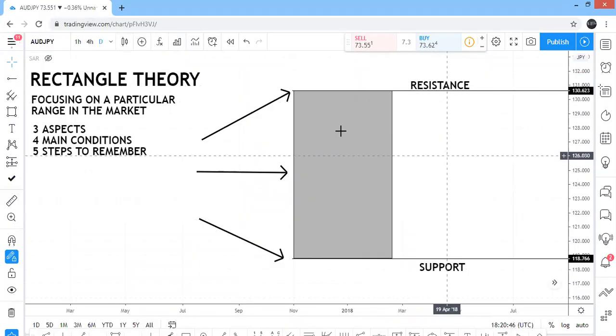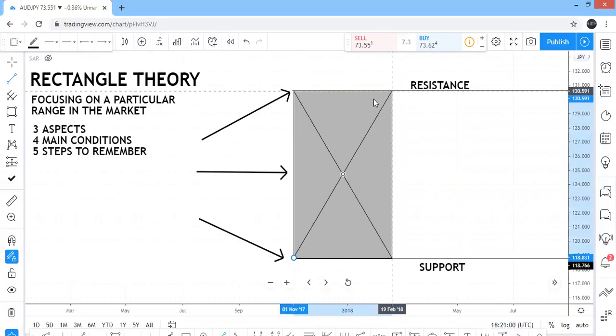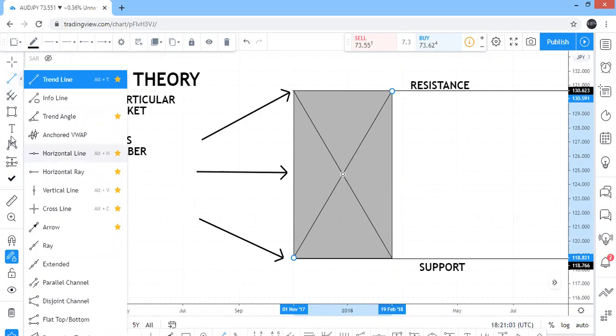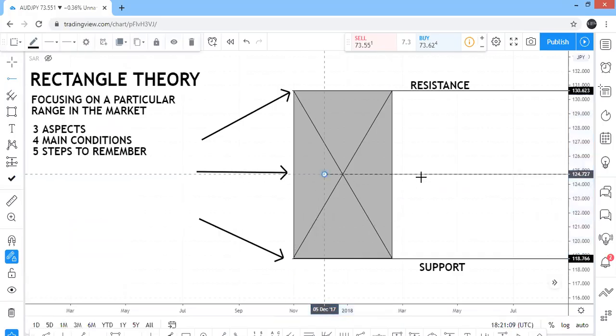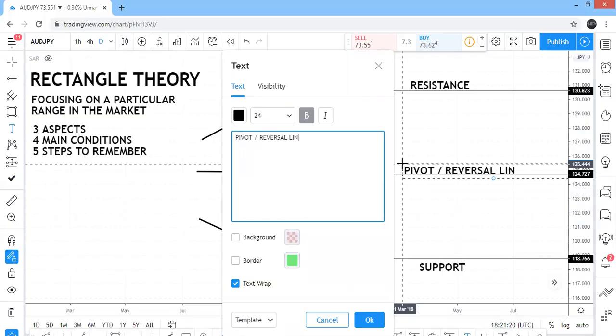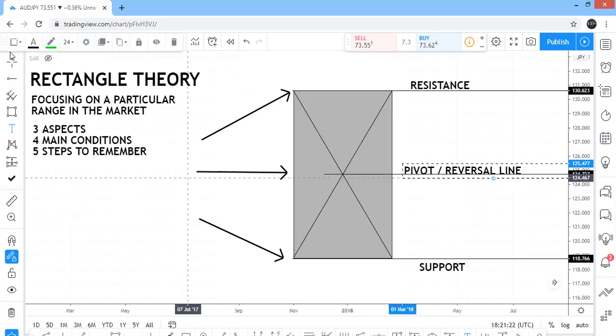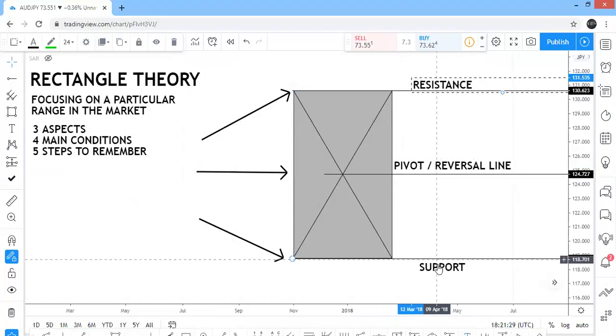And with your naked eye, you won't be able to pinpoint the middle. So what you would need to do is get a trend line and form a cross in the middle of the rectangle. And when you're able to get that, the middle of where the 2 trend lines intersect, or where they meet, that is where you find your middle point. And we call that either the reversal line or the pivot. So however you want to remember it is up to you. Okay, so we have the 3 aspects. 1 is support, 2 is resistance, 3 is the pivot line.